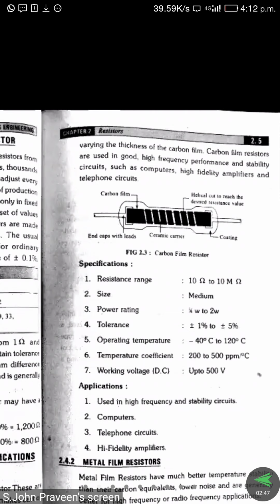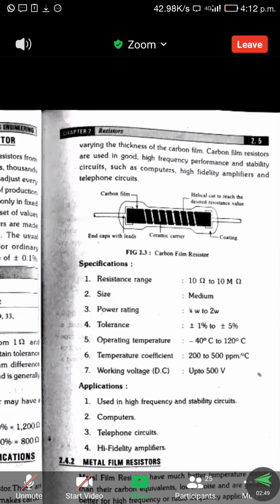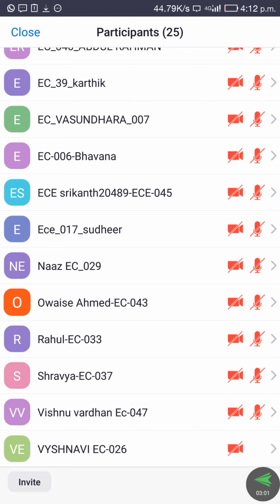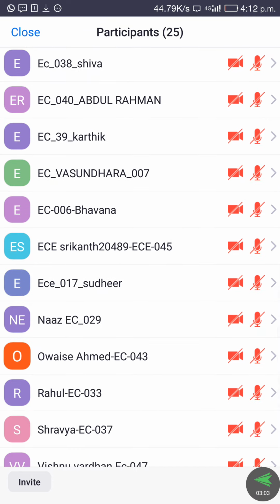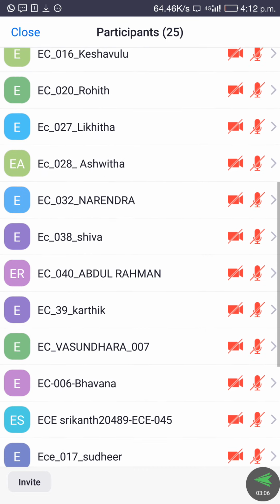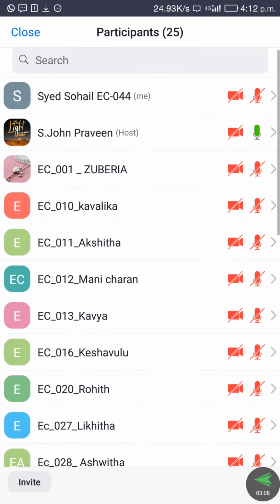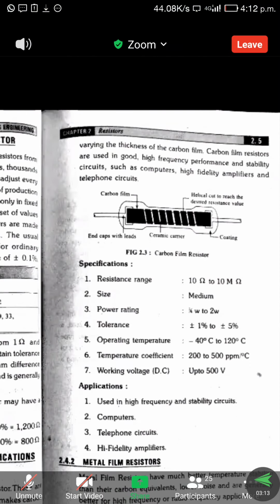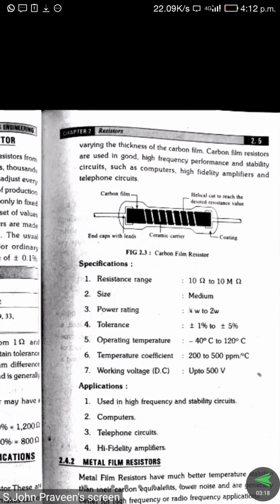There are some specifications and maximum ranges given for the carbon film resistor. Next, applications are also given, so each and everything is important. From here, from 2.4 onwards, up to here, we can expect for the essay question. We need to draw this, represent the specification, and represent the application. Applications may be asked for 3 marks, but are also important.